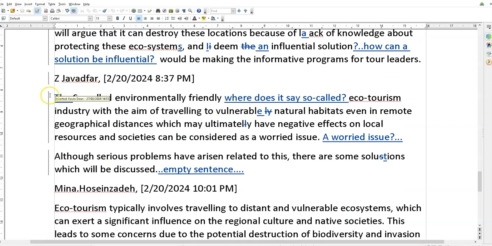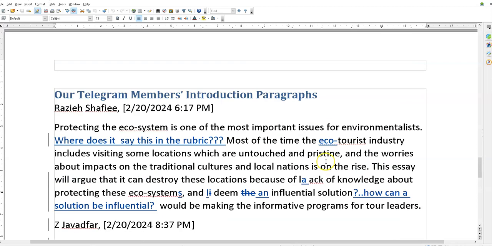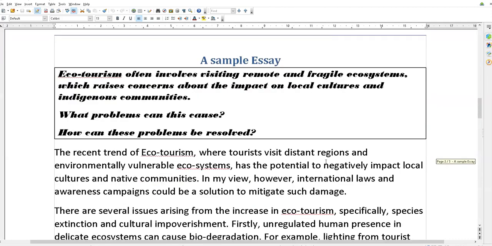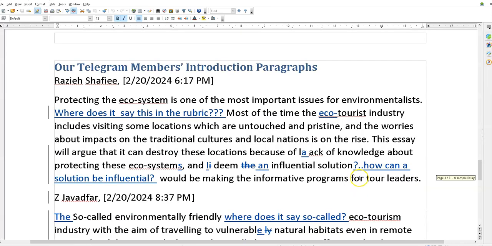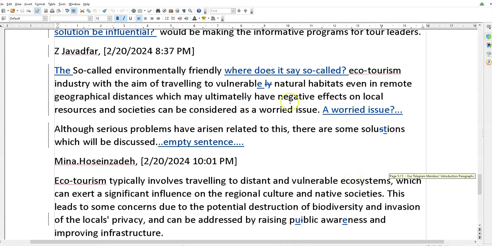Where does it say that? So-called. It doesn't say it's environmentally friendly either. It just says ecotourism. And then you have this, can be considered as a worried issue. You mean a concern. So again, paraphrasing, because the actual question raises concerns. Right? It's a concern. Can be considered a worried issue. How can an issue be worried in itself?